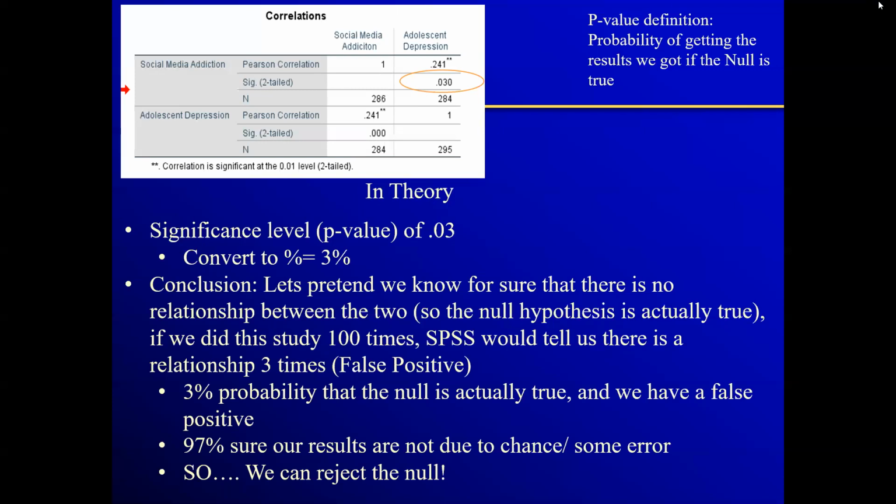Well, so let's work through that a little bit more. There's a 3% probability that the null is actually true and we have a false positive, right? If we, as gods, know that the null is definitely true, there is no relationship, but SPSS tells us there is. It's going to tell us that 3 out of 100 times. It's going to tell us the wrong answer 3 out of 100 times.